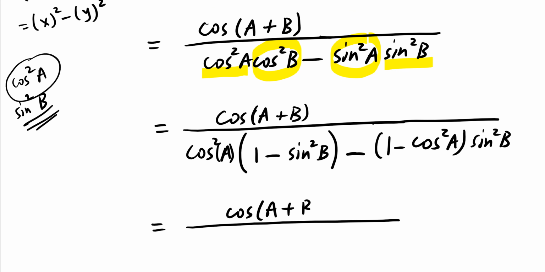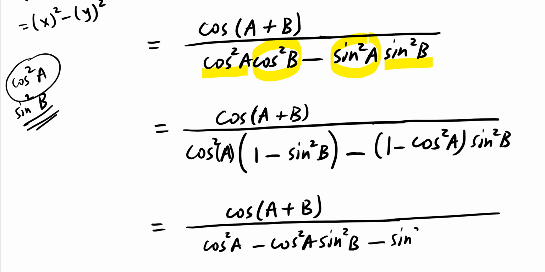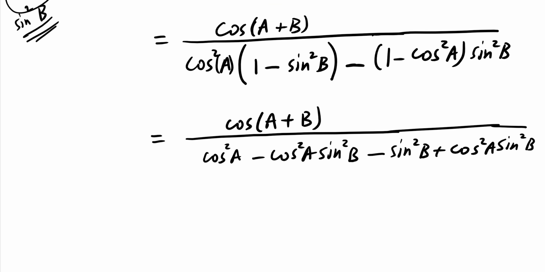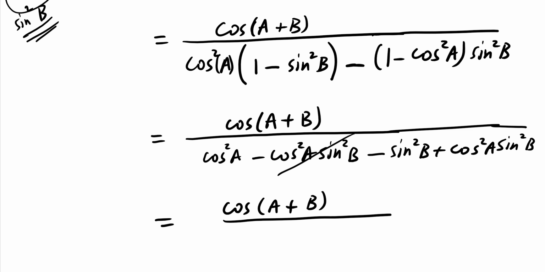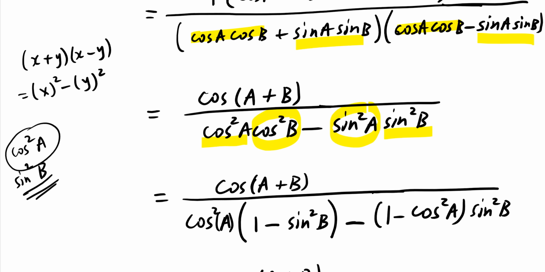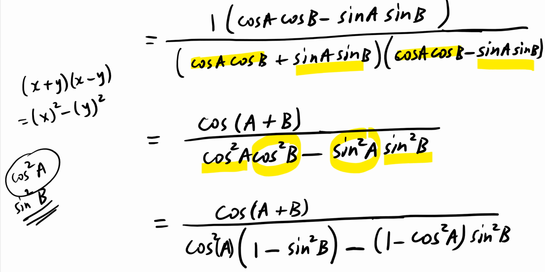Cosine of A plus B. In the denominator, multiply that out. Minus cosine square A sine square B, minus sine square B plus cosine square A sine square B. I just distribute everything out. Let's see, does that simplify it any further? Hoping we can get what we need. Notice this and this are the same, opposite, they cancel each other. The only thing left is cosine square A minus sine square B. Is that what we need? Cosine square A minus, yes it is.